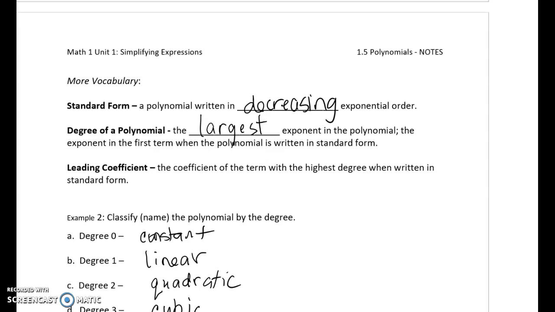The degree of a polynomial is the largest exponent in the polynomial. It's the exponent in the first term when the polynomial is written in standard form. So again, you're going to see why it's important to make sure that before identifying the degree of the polynomial, it needs to be in standard form. And finally, the leading coefficient is the coefficient of the term with the highest degree when written in standard form. So again, you can see in those last two definitions why it's very important to make sure that we are working with a polynomial in standard form.